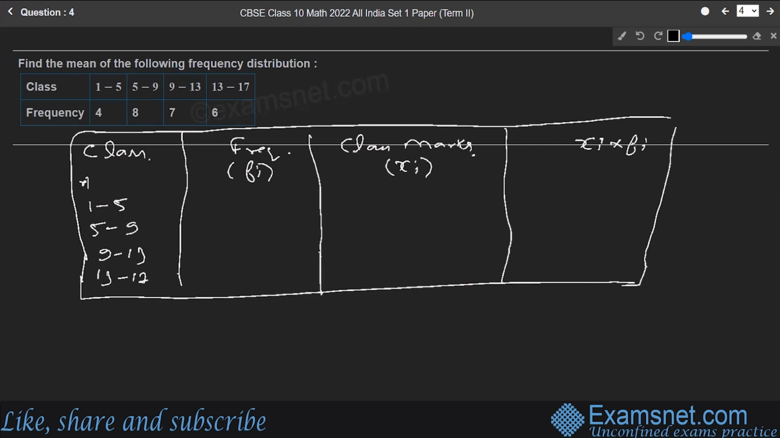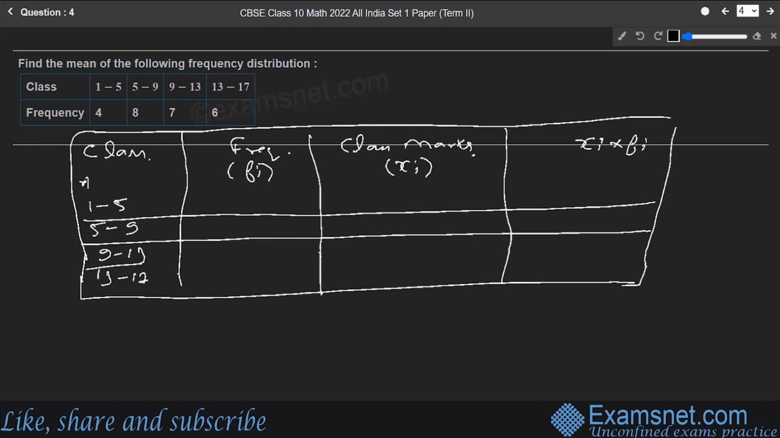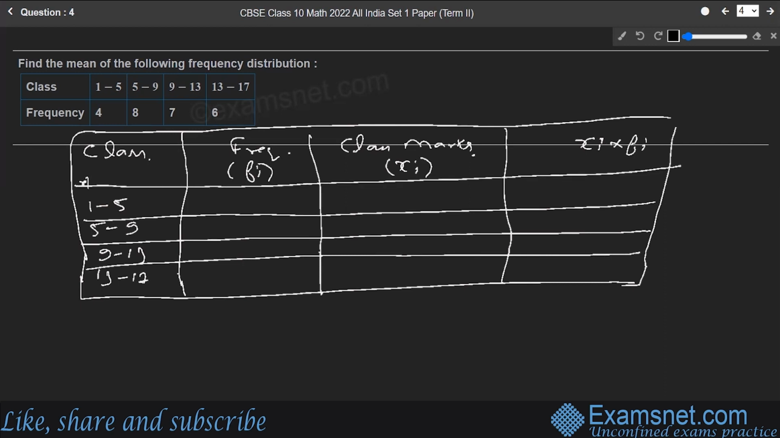Let us try to do it. 1 to 5, and let me create the cells also so that it becomes easy to see what is being done in each particular column and each particular row. So this is the table that I can create. 1 to 5. So what is the frequency? It is already given to be 4. So let me write the frequency values: 4 here, 8 here, 7 here, 6 here. This much part is given in the question itself.